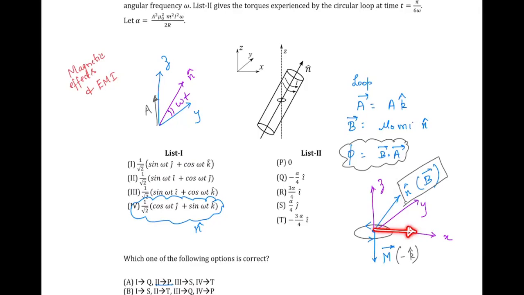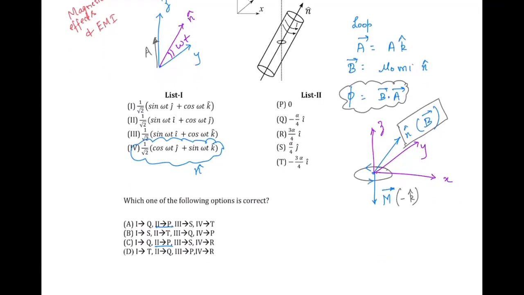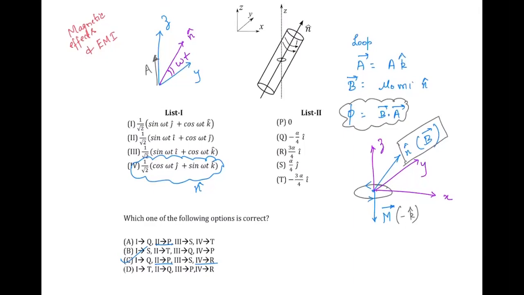If you identified this, then you can say that R would be the match for it, because that is the case where m cross b is pointing in the i cap direction, torque. So you can just go about marking the answer. You have identified the direction that should match with R. So the fourth one should match with R, and C should be the answer for this particular question. Now doing this question in the test would have been a real challenge.